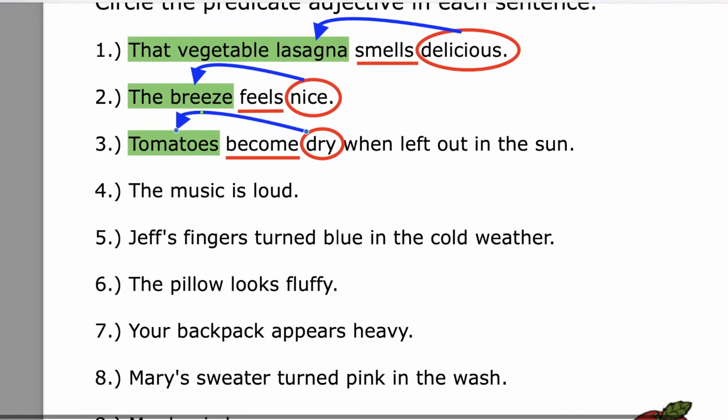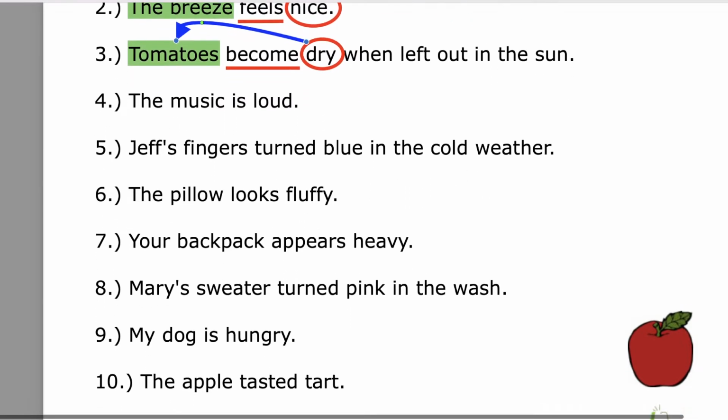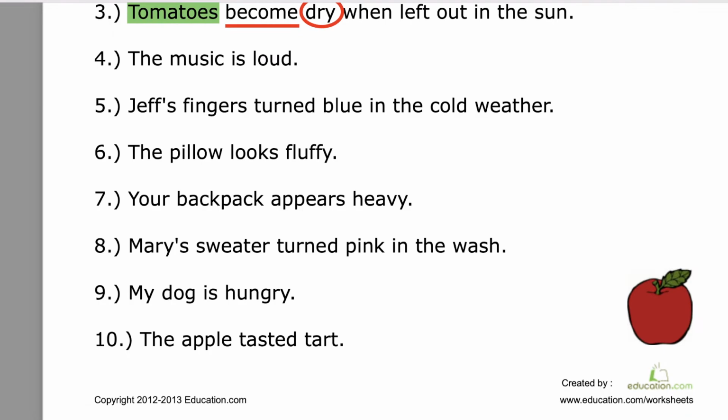The music is loud. Jeff's fingers turn blue in the cold weather. The pillow looks fluffy. Your backpack appears heavy. Mary's sweater turned pink in the wash. My dog is hungry. The apple tasted tart.